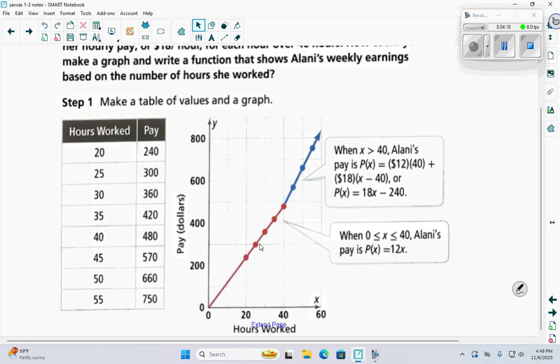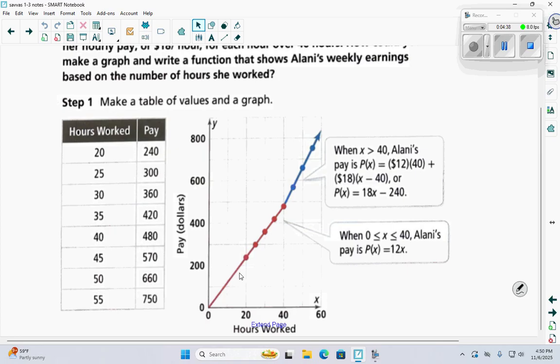They just picked some times here to plot them on so that they can connect it to see what the line looks like. Okay, so up to 40 hours. Then after that, they graph just a couple more lines. So the 3 dots that they've had here, those are the 3 dots for 45, 50, and 55, to see what that line looks like.